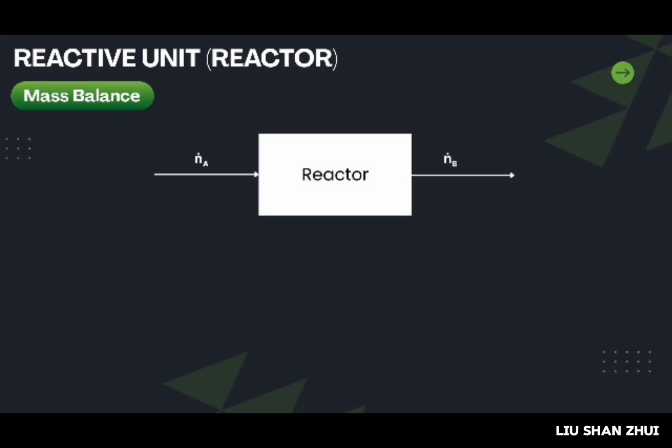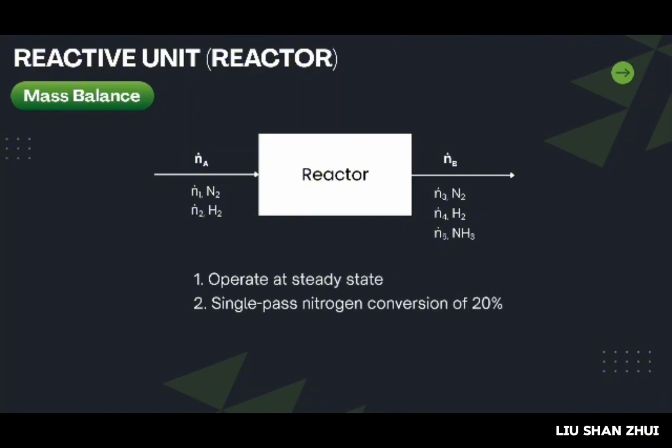Moving on to the second part, we perform a mass balance on the reactor to determine the inlet and outlet molar flow rates. For the hand calculation, several assumptions are made. First, the process is assumed to operate at steady state with a single pass nitrogen conversion of 20%. In addition, an ideal separator is assumed for the hand calculation, while the simulation employs a two-phase separator. Therefore, slight differences between the calculated and simulated stream flow rates are expected.